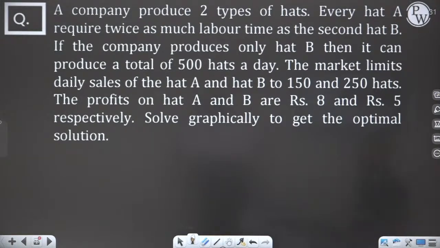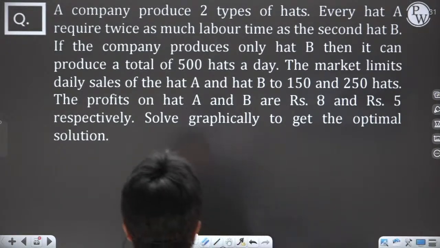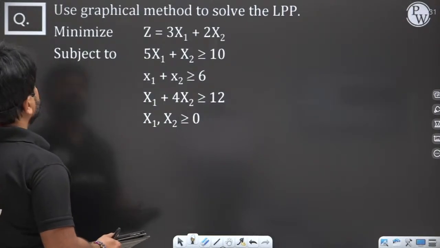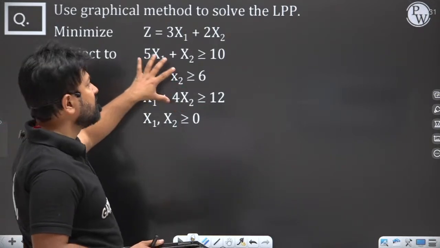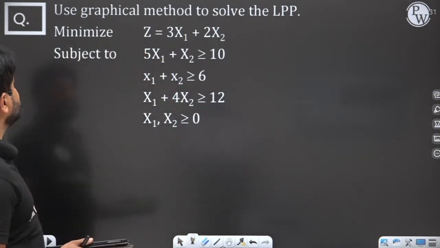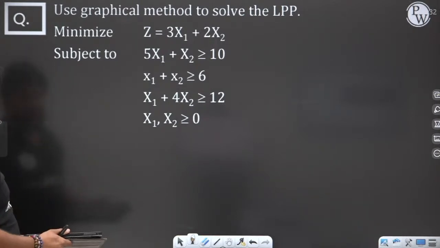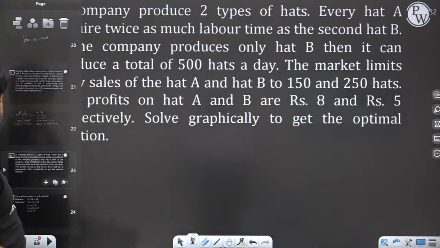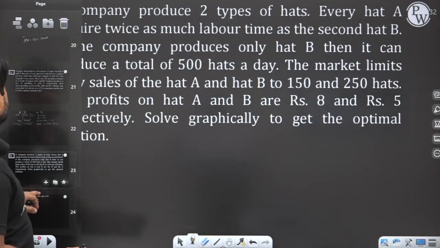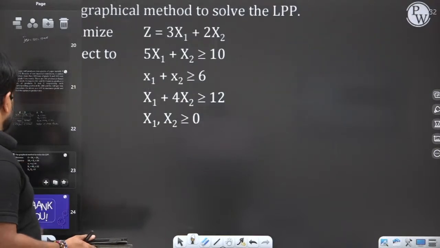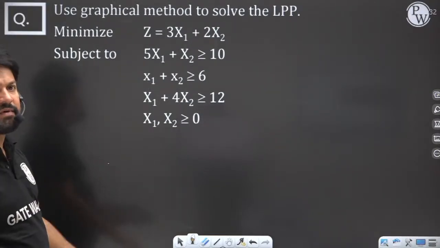I think there is a little bit of misprinting. You solve this question graphically, right? Solve this question graphically, not that. There is a little bit of misprinting. Solve this question, right?